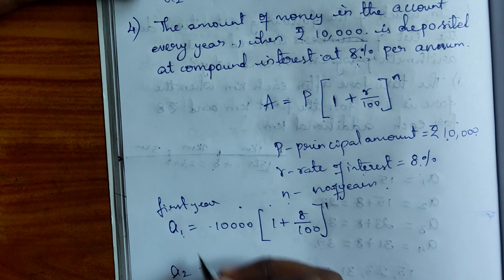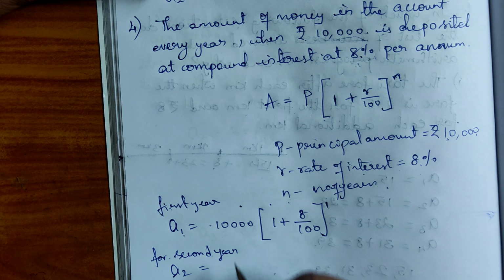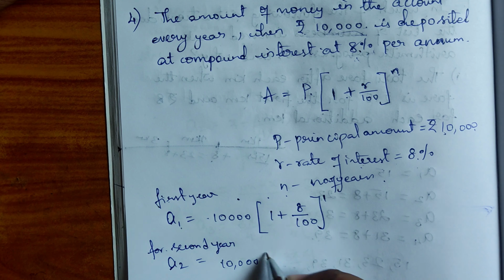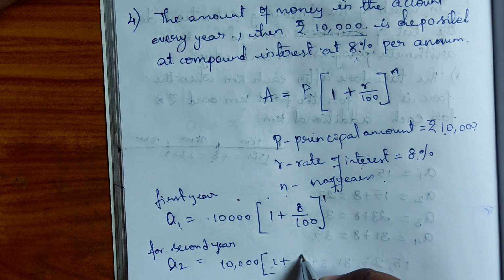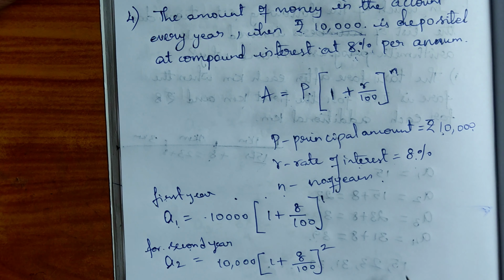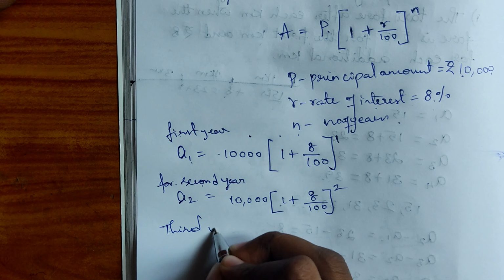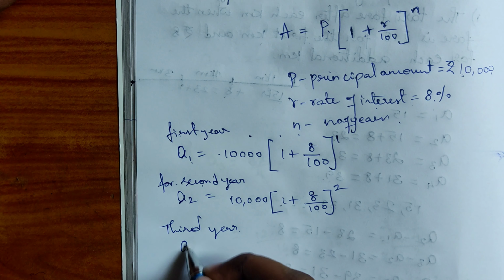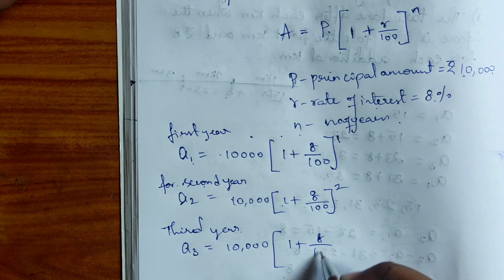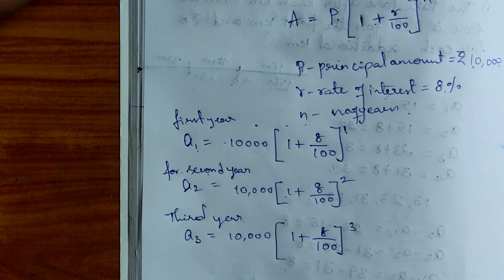Now we find A2 for the second year. The amount of money in the account for the second year will use the same formula. P is 10,000, the principal amount, 1 plus the rate of interest is also the same, 8 by 100, but the number of years has changed, that is 2. Now we'll do it for the third year. The amount of money in the third year is A3, 10,000 into 1 plus 8 by 100. It's the third year, so the number of years will be 3. So these are the terms we got.